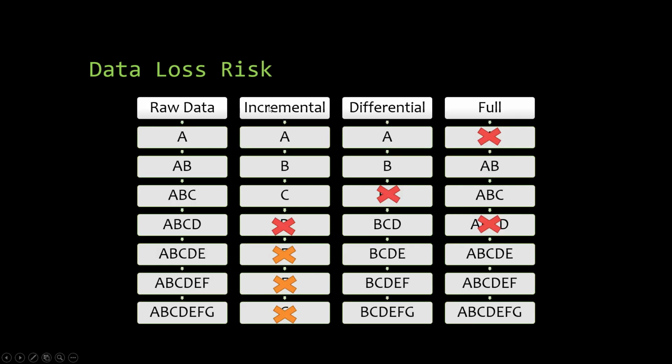The full would just continuously be getting bigger and bigger. Now, why are there different types? It all comes down to data loss versus how much storage you're going to be using.